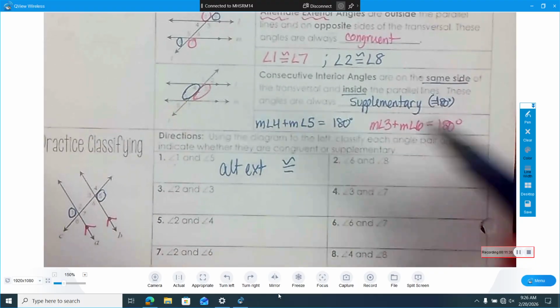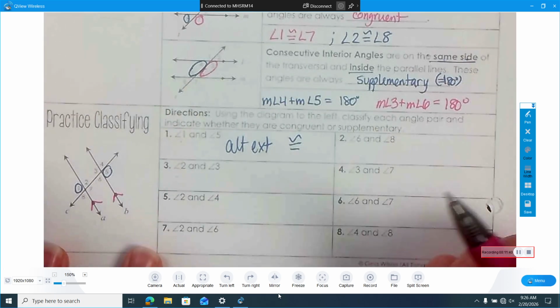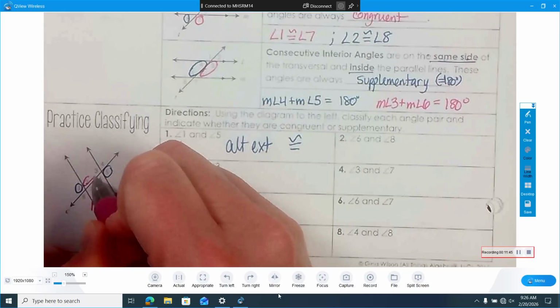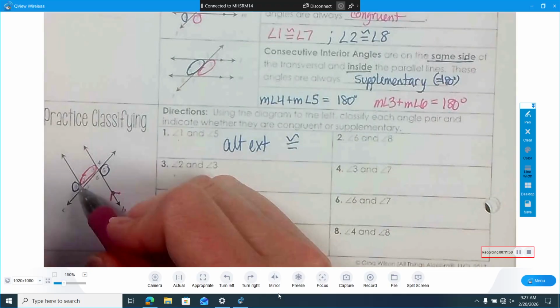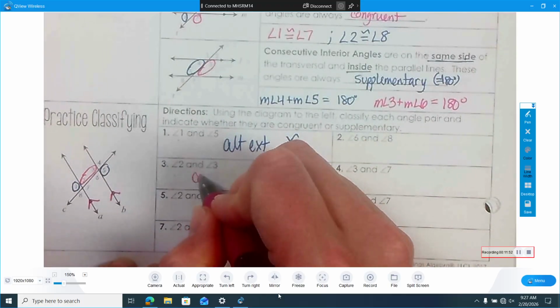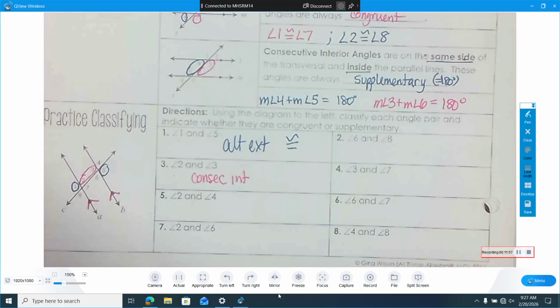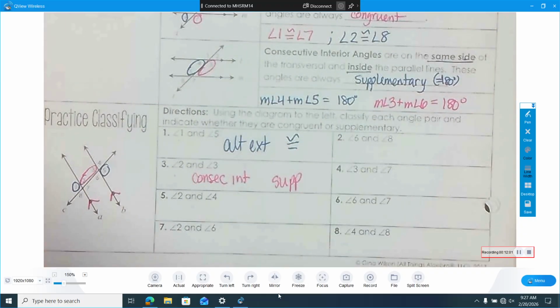Let's just go straight down the line. What about angle 2 and angle 3? What are those? Yeah, very good. Angle 2 and angle 3. They're in between the parallel lines, and they're right in a row. That's consecutive. So consecutive interior angles. Are those congruent or supplementary? Supplementary. Very good. And you can abbreviate, just like I did, consecutive interior, consec-int. We can abbreviate for sure.